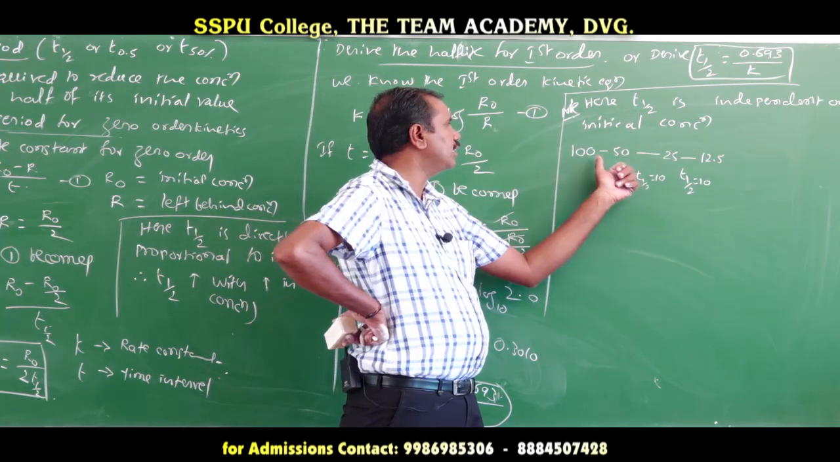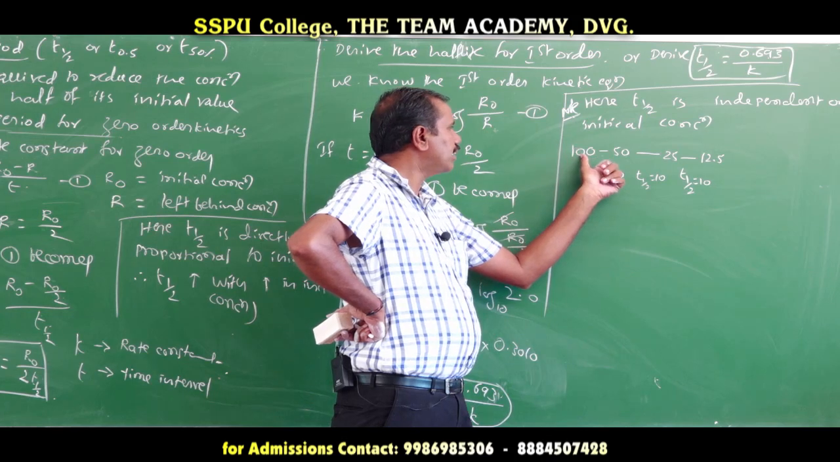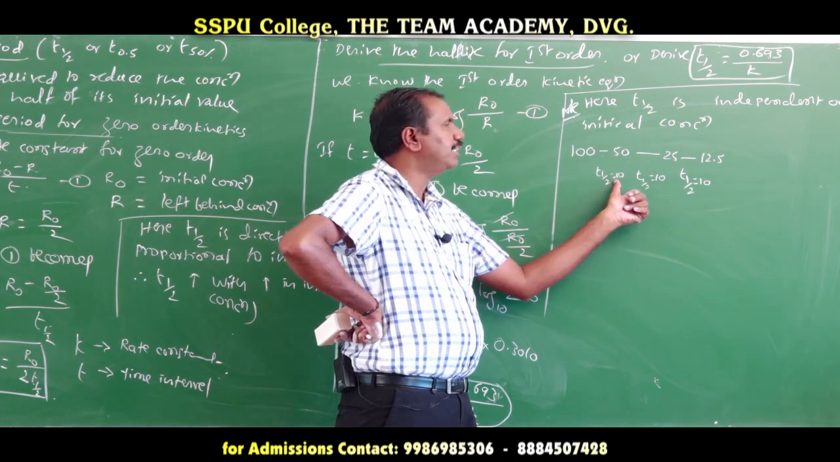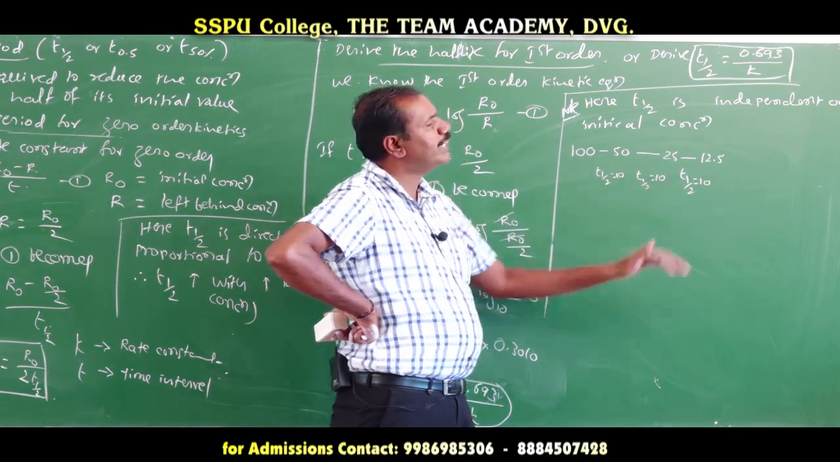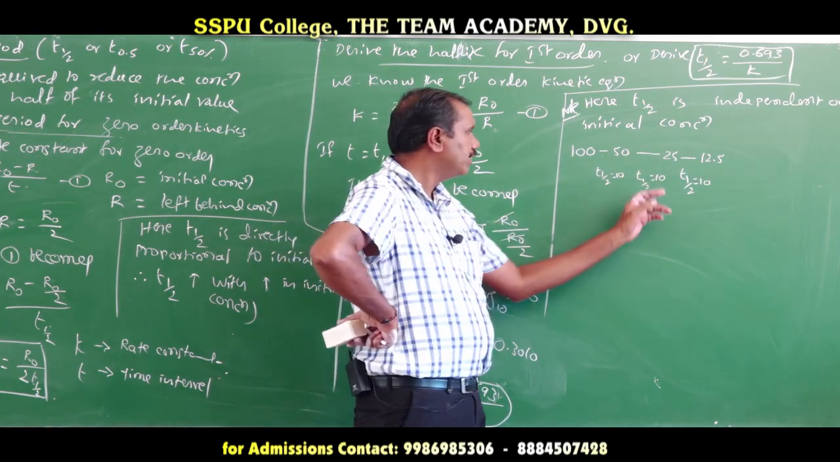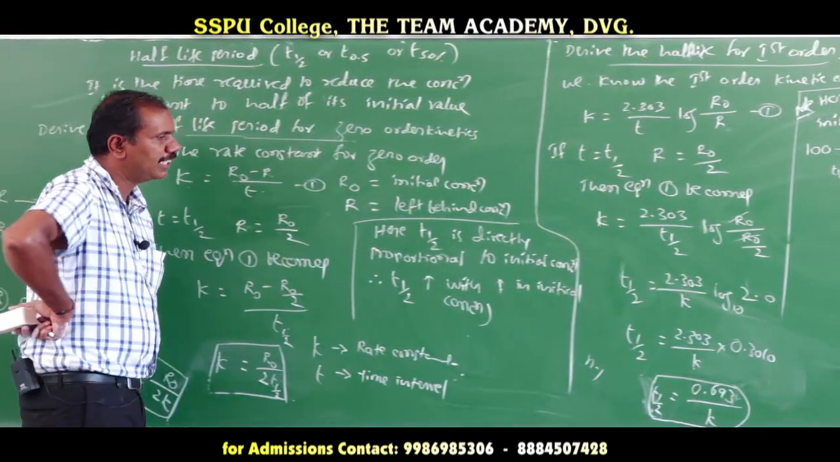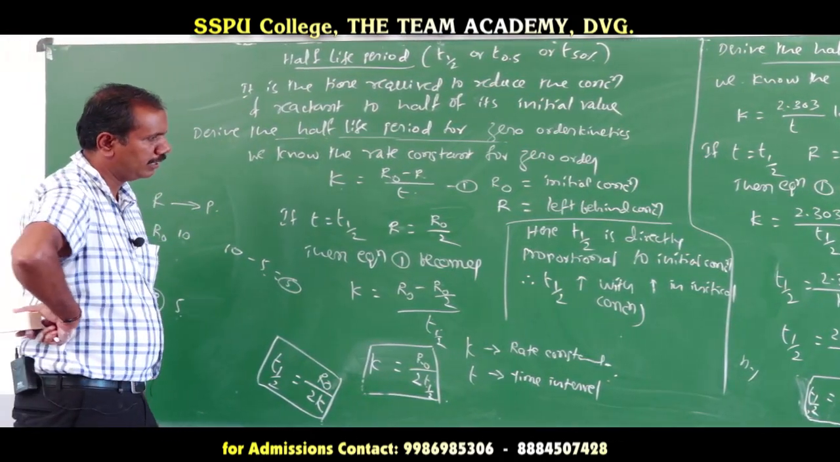Independent of initial concentration means what? If the initial concentration is 100 and becomes 50, then the time required is 10 minutes. If 50 moles converts to 25, half of its value, then also 10 minutes only. Okay? That is what it means to be independent of the initial concentration.